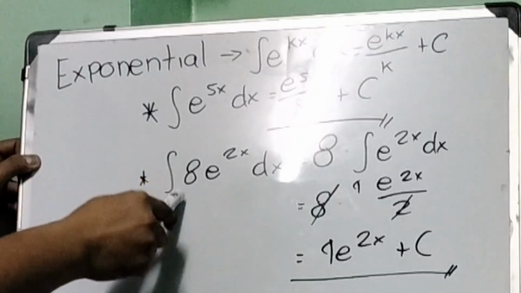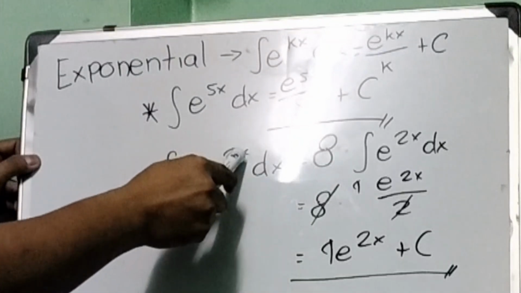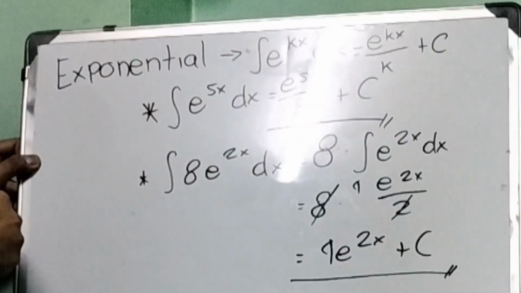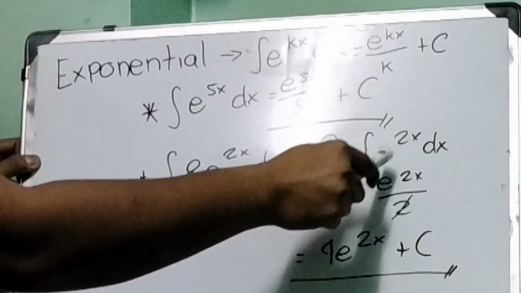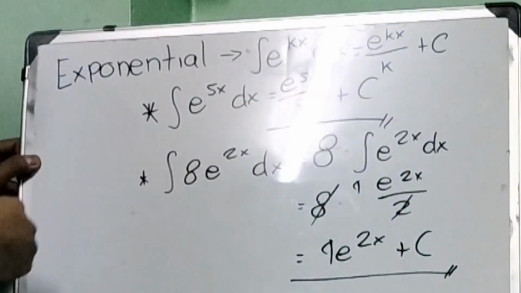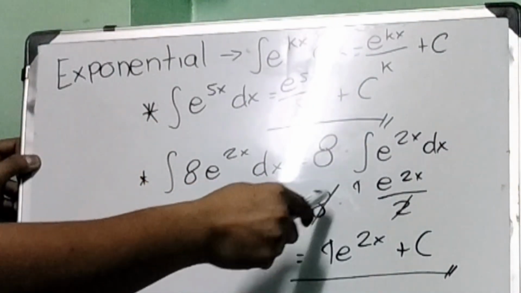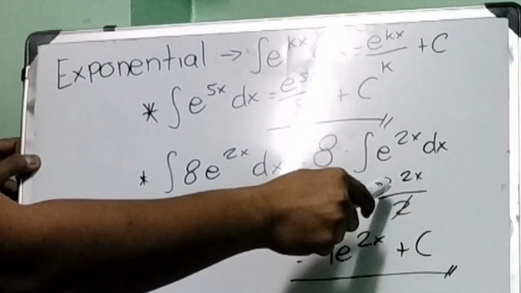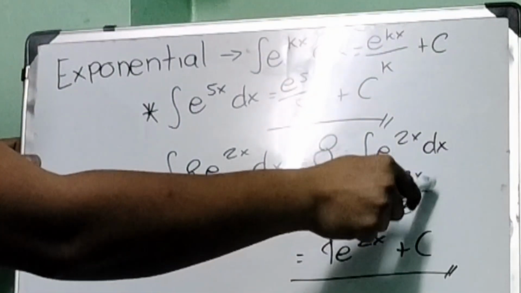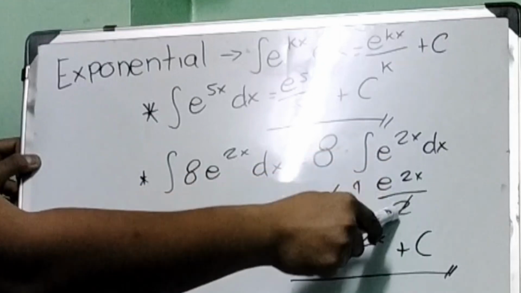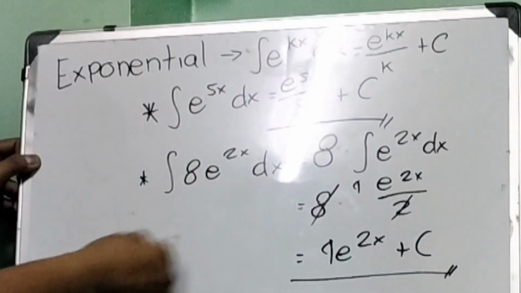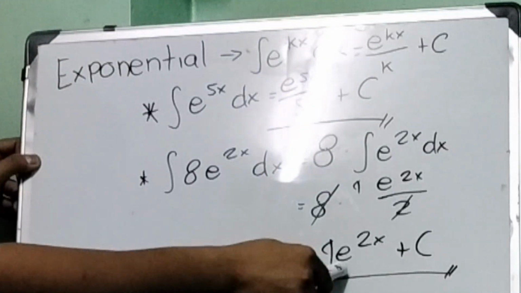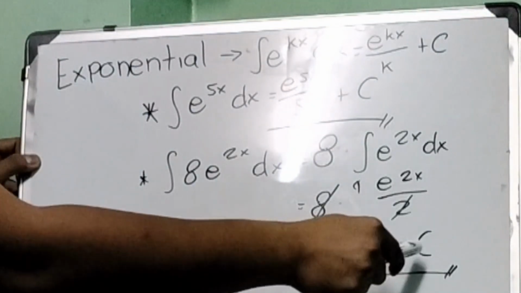Let's now have our second example. We are given the integral of 8 e raised to 2x dx. First, let's separate the constant. So we'll have 8 times the integral of e raised to 2x dx. Copy the constant, then as we follow the formula, we'll copy e raised to 2x for our numerator and have 2 as the denominator. The greatest common factor here is 2, so we can cancel out 2 and 8 will become 4. Therefore, we'll get 4 e raised to 2x plus c.